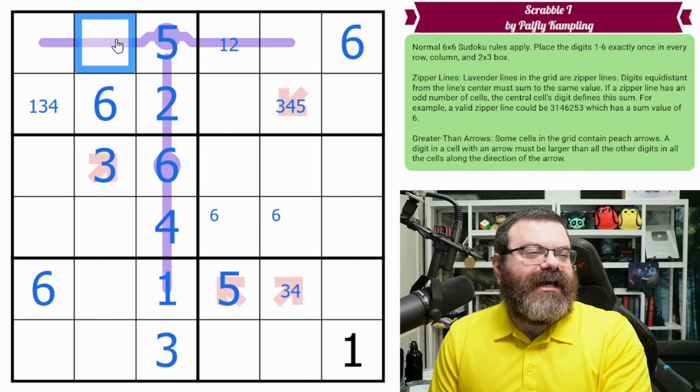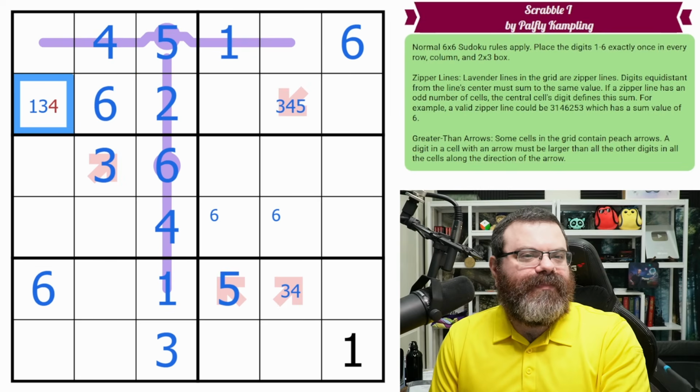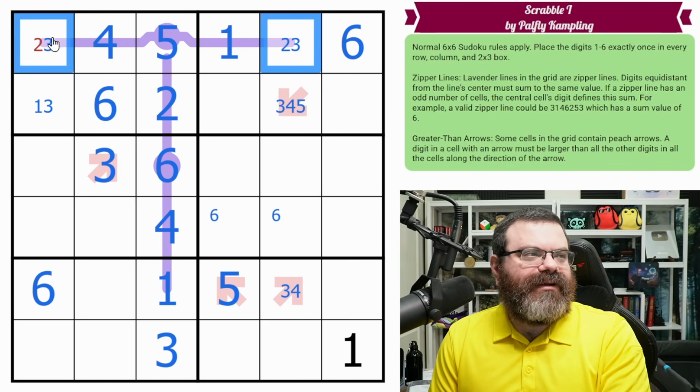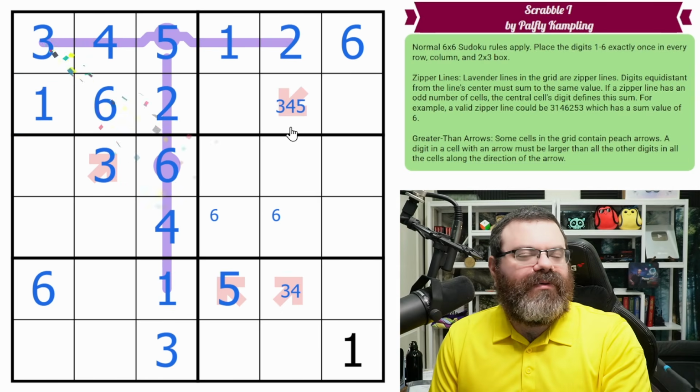So if this adds to 5, with 1 or 2, it would be 1 plus 4 or 2 plus 3. This can't be a 3, so only 1 plus 4 is possible. And that makes this the 2, 3 pair, and this can't be a 2 because of the box. So that's 3 and 2, and that's 1. 3 in the corner, celebrating.